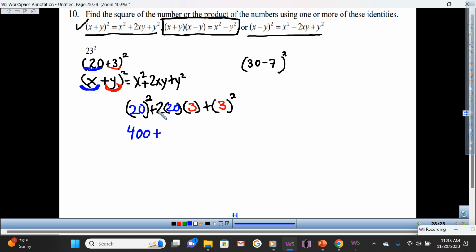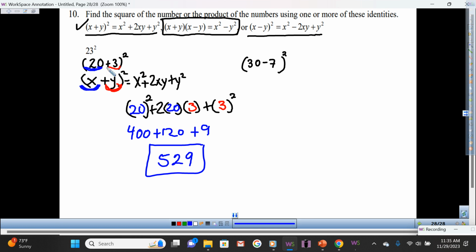Plus, what is 2 times 20 times 3? 120. Plus, what is 3 squared? 9. So what is 400 plus 120 plus 9? That's 529. And that's how you do these.